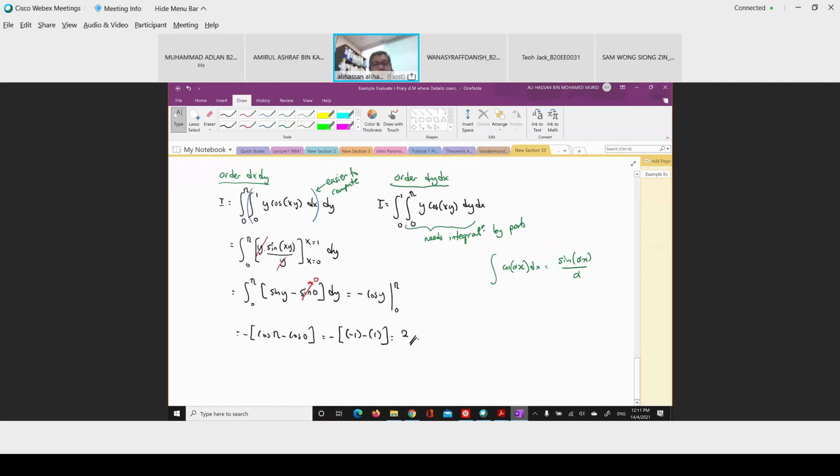If you use the second approach with the order dy dx, it requires integration by parts. Of course, it still can be done, and you should get the same answer also, but it is a lot more difficult using the order dy dx than the order dx dy.